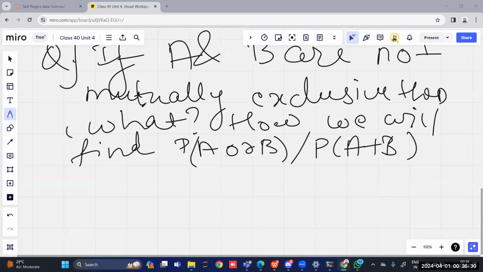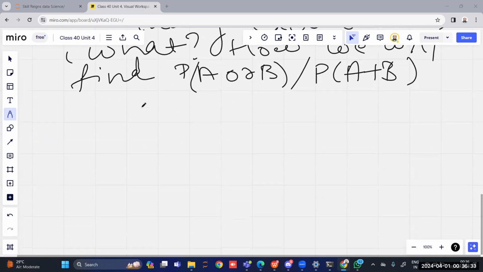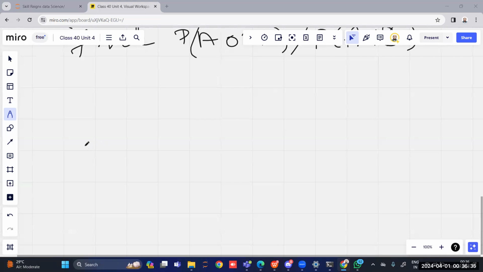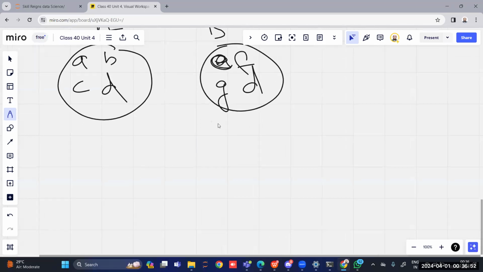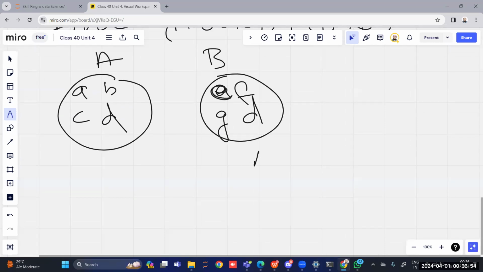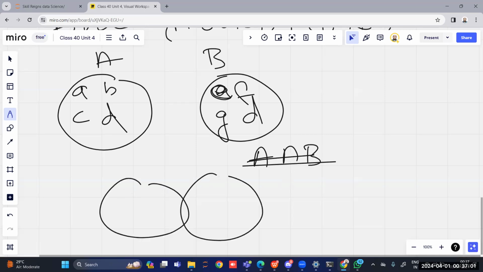So the question is, how will we find A and B? First of all, we need to see what the intersection means. Suppose A is a, b, c, d in small letters, and B is e, f, g, d. Now this d is common. So how will we write A and B? A intersection B. In terms of A and B, it will be d here.